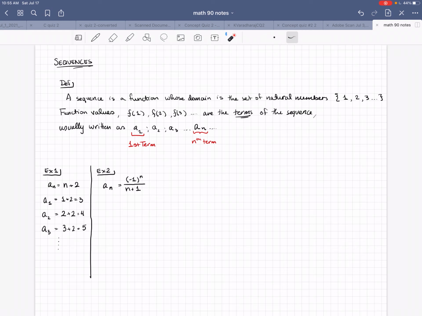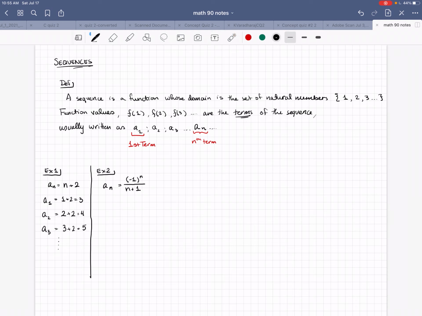So what's important here is that when you raise negative 1 to a power, and the power is a natural number, you are always going to get either negative 1 or 1, depending on whether the power is even or odd. So what you are going to see here is, since natural numbers alternate between even and odd, even and odd, even and odd, you are going to see what's called an alternating sequence.